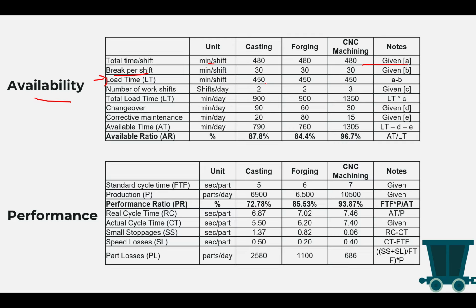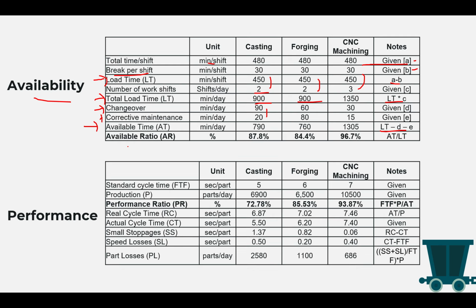We've got 450. Okay, this one is A divided by B, and that is the number of work shifts. This one is given, 2 to 3, and then we can calculate total load time. Basically, just multiply the LT by C. Alright, we got 900. And then the changeover is given as well, and corrective maintenance as previously given, and then we can calculate availability time. Basically, the total load time deducted by these. We got 790.